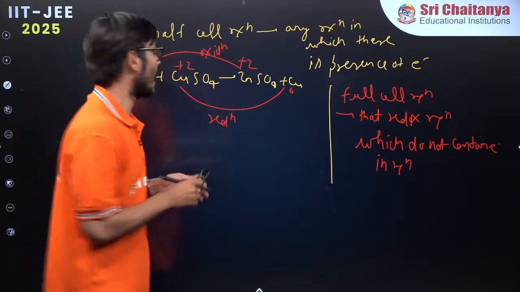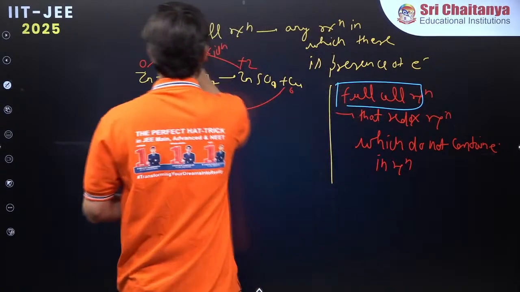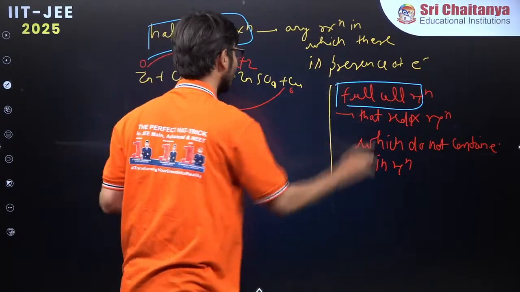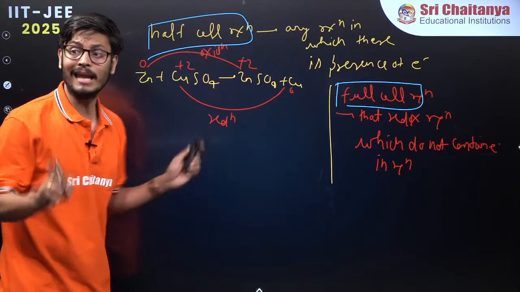But which kind of redox reaction? Is it a full cell reaction or half cell reaction? So this is a full cell reaction because in the reaction there is no electron.